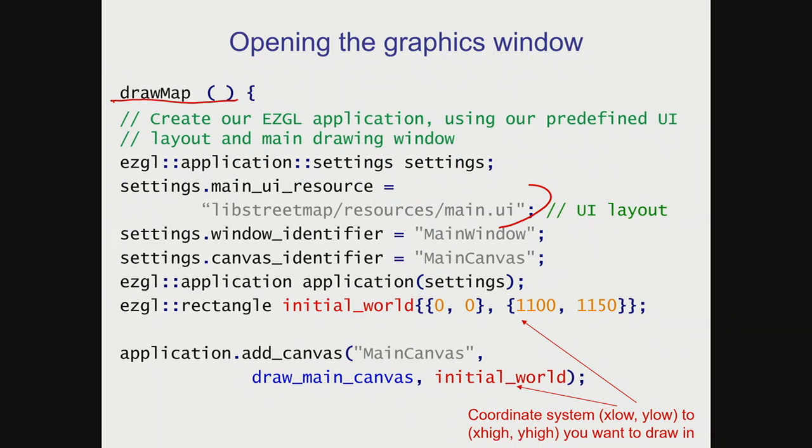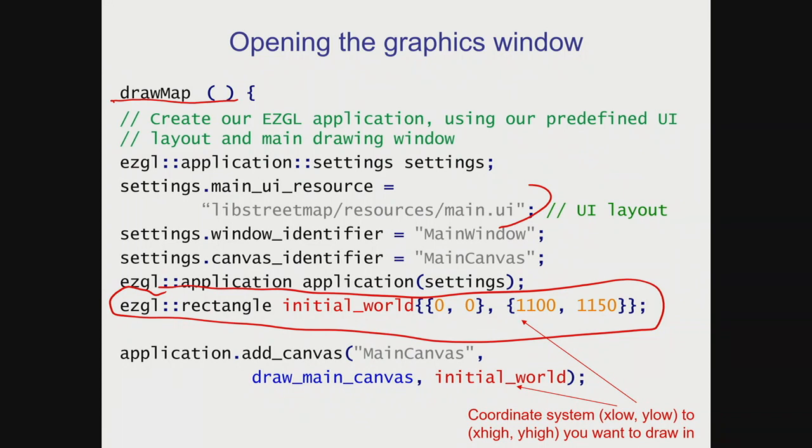This code is not such boilerplate. This code is basically creating a coordinate system. I've created a rectangle from x equals 0, y equals 0 to x equals 1100, y equals 1150, and I've said that's my coordinate system. For the part of the graphics window I'm going to draw on, that's the coordinate system I want to use.